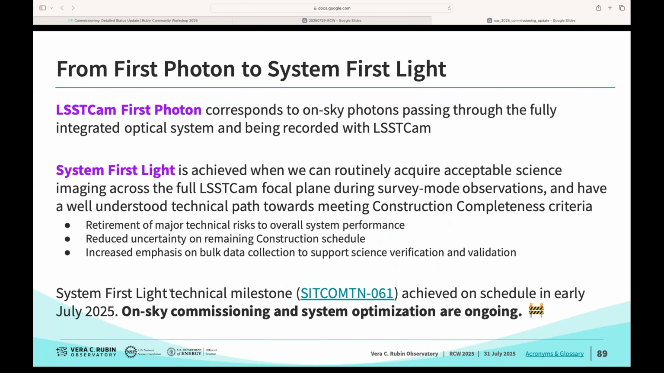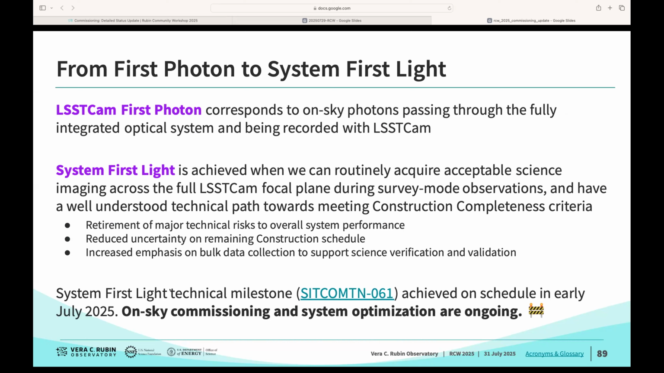So just some nomenclature. LSSTCam first photon refers to the first time that we have on-sky photons passing through the fully integrated optical system and being recorded on the camera. This took place on April 15th. System first light is a much more comprehensive technical achievement. That happens when we can routinely acquire acceptable science imaging across the full LSSTCam focal plane while doing survey mode observations, and we have a well-understood technical path towards construction completeness.